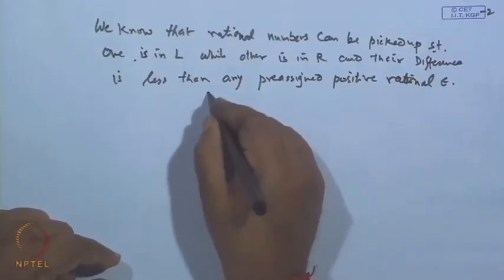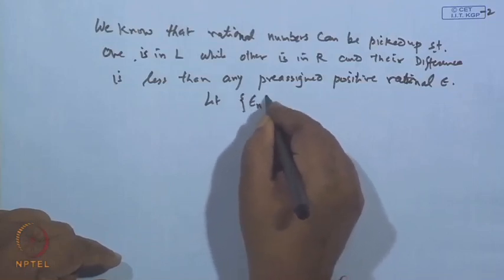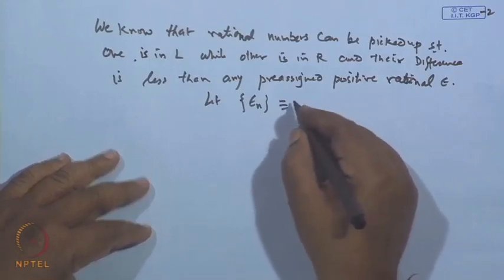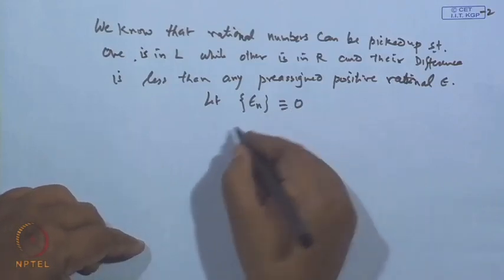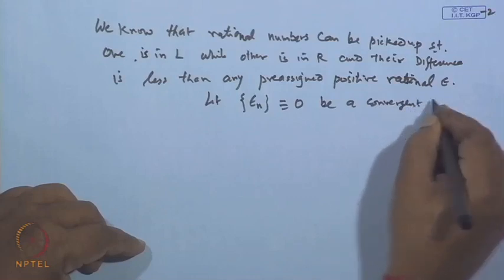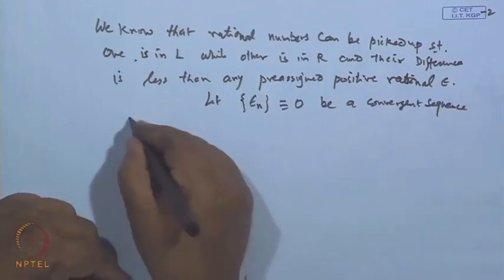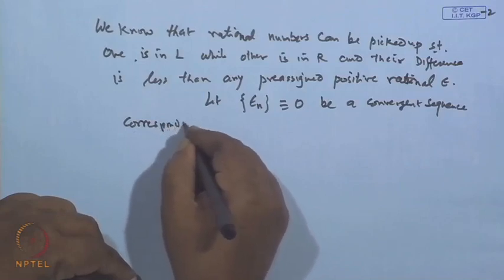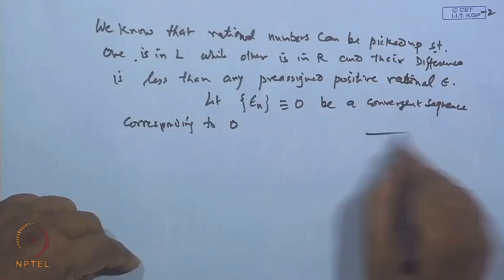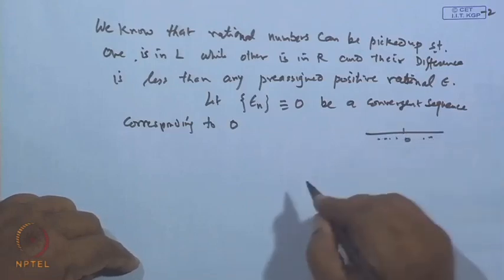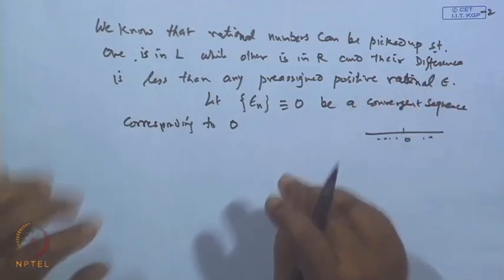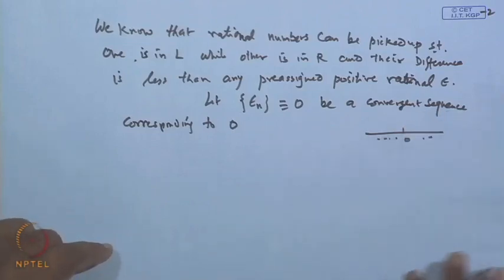However, let us suppose a sequence epsilon n is a convergent sequence corresponding to the number 0, which means 0 is this point. So, the sequences are such that the modulus of epsilon n can be made as small as we please. So, this is a convergent sequence corresponding to 0. Let us suppose this one.